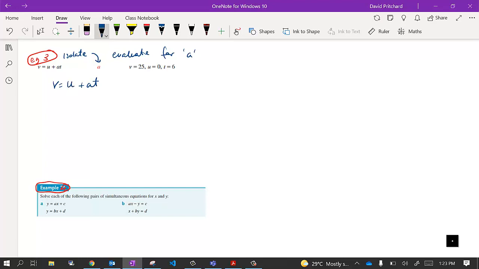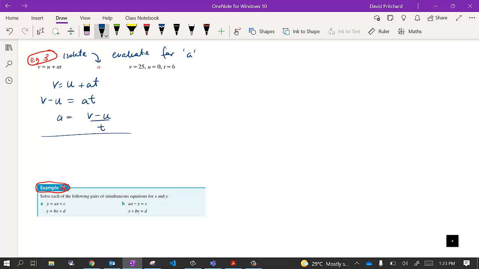The first step would be we can get rid of the addition first, so we can subtract U. So now we've got V take U. And if we want to isolate A, then we can divide by T. So we end up with A is equal to V take U on T.